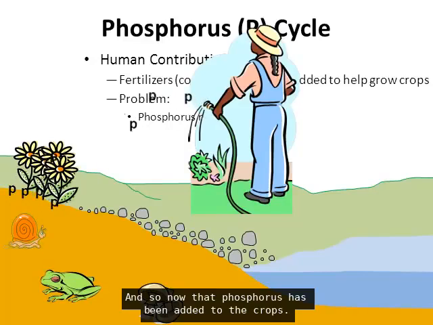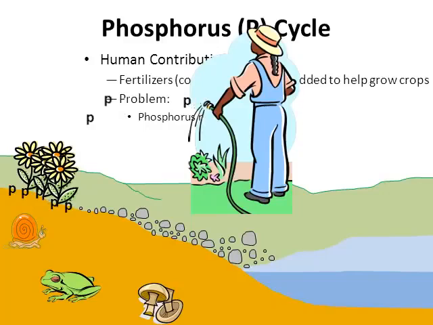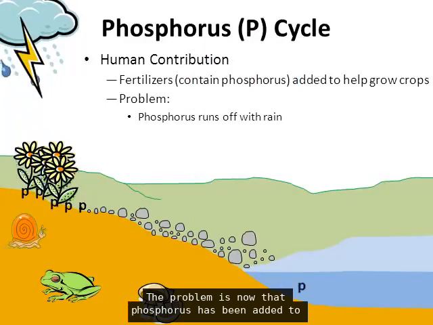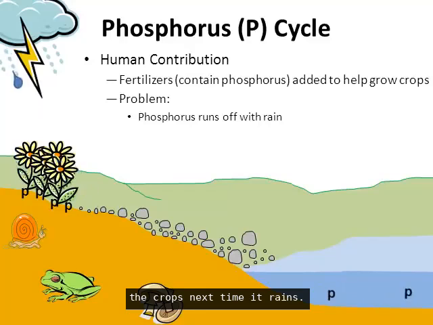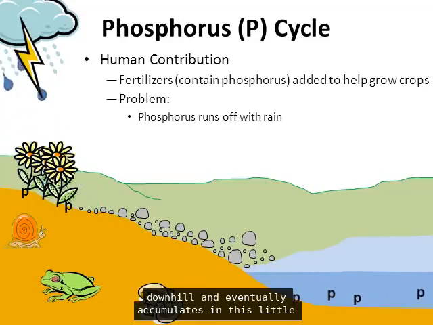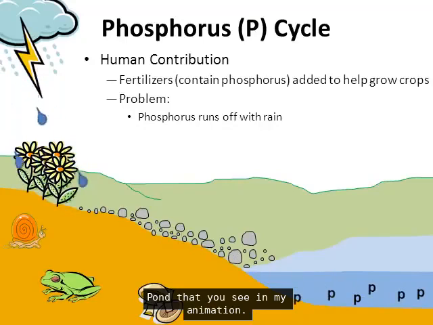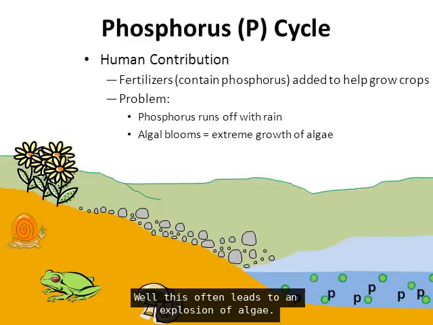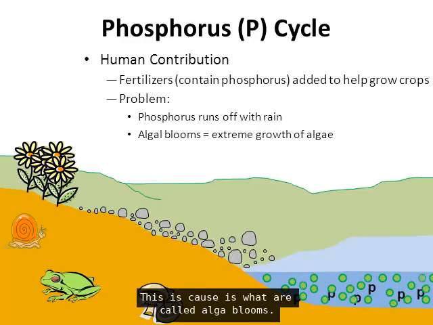And so now that phosphorus has been added to the crops, the problem is that next time it rains, the rainwater will simply carry the phosphorus downhill and eventually it accumulates in this little pond that you see in my animation. Well, this often leads to an explosion of algae. This causes what are called algal blooms.